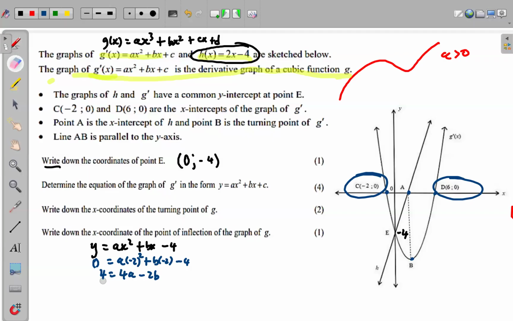Then I'm going to substitute the other x-intercept, which is the point D. Again, when y is 0 there, x has to be 6. My word, 6 squared is 36.